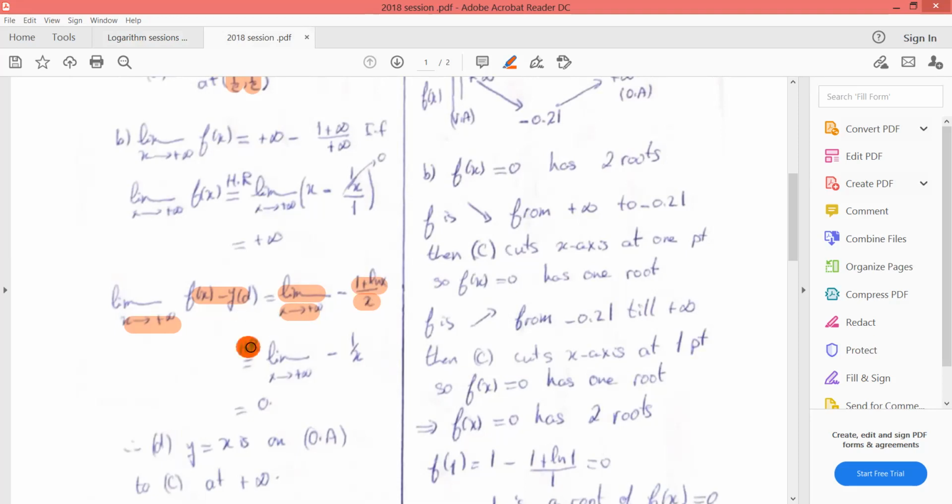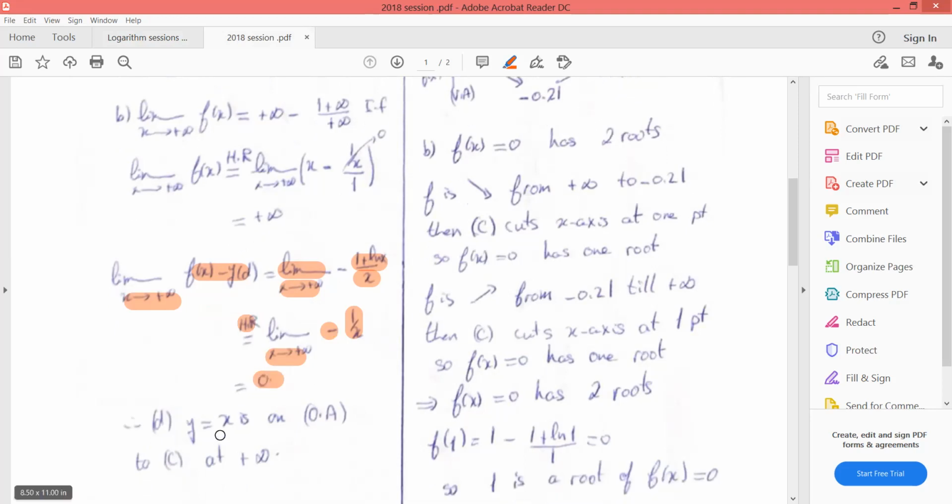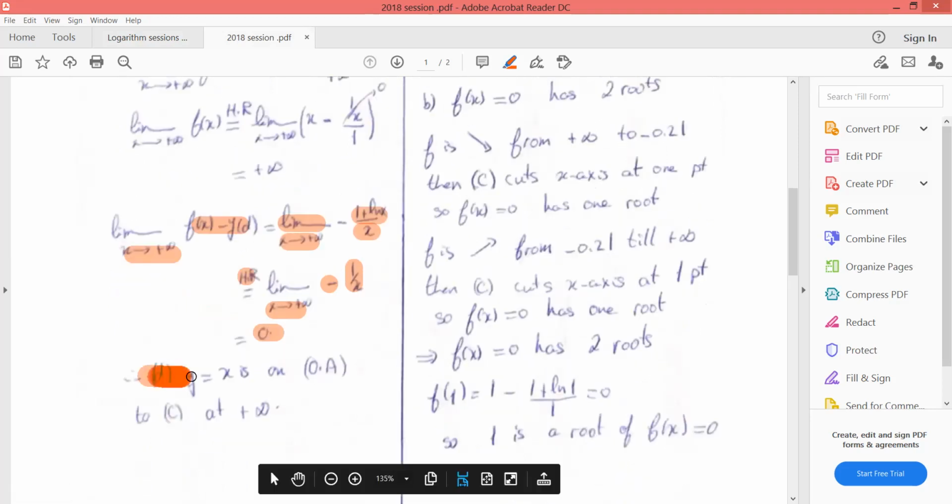We use L'Hospital's rule. Limit as x tends to plus infinity: the derivative of ln x is 1 over x, with this minus. So minus 1 over plus infinity is 0. Therefore, the line D of equation y equals x is an oblique asymptote to C at plus infinity.